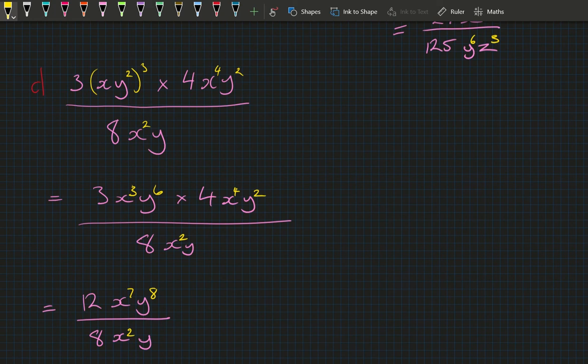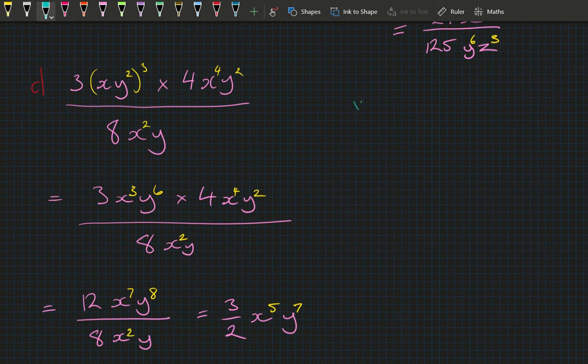And hopefully you're confident enough now with law 2. So I'm going to end up with x to the 7 minus 2 and y to the 8 minus 1. Putting that all together, we end up with 3 over 2 times x to the 5 times y to the 7. And that's as far as I can go with that one.